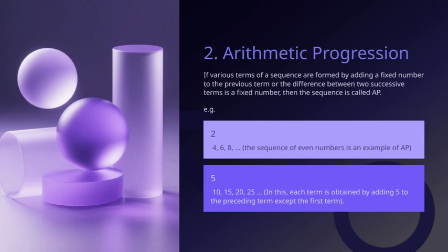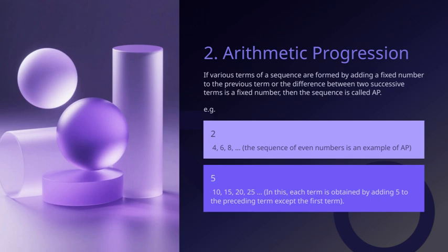Let's take a closer look at this sequence: 10, 15, 20, 25, and so on. Each term is obtained by adding 5 to the previous one. This pattern continues consistently throughout the sequence. Now, if we look at another example, like 4, 6, 8, and so forth, we see that this sequence of even numbers is also a perfect illustration of an arithmetic progression, or AP for short.